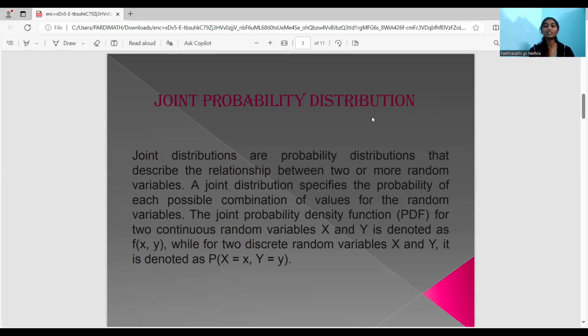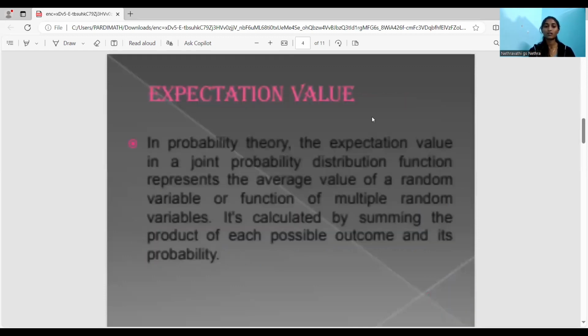The joint probability density function, that is the PDF, for two continuous random variables x and y is denoted as f of x, y, while for two discrete random variables x and y, it is denoted as P of capital X equals x and Y equals y.